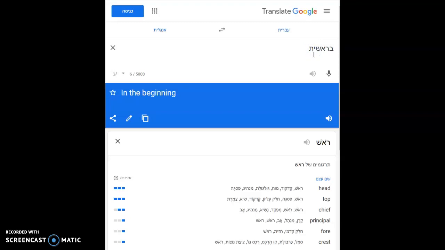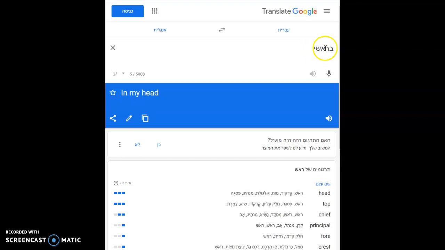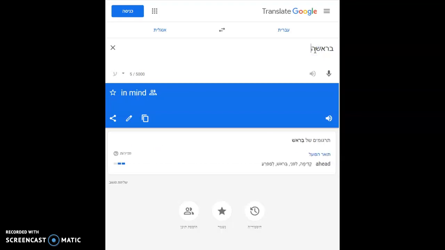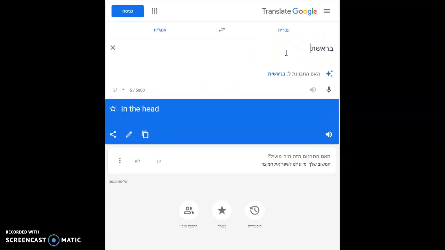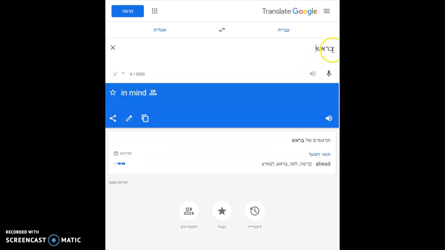If I take off one of those two letters, I'll be left with in my head, beroshi. If I change it to a different suffix, I'll get in her head. If I take only the other letter from the suffix that I didn't use before, I will have in the head. Or even without a suffix at all, it's in the head. It's translated here as in mind, but it's actually in head or in the head.